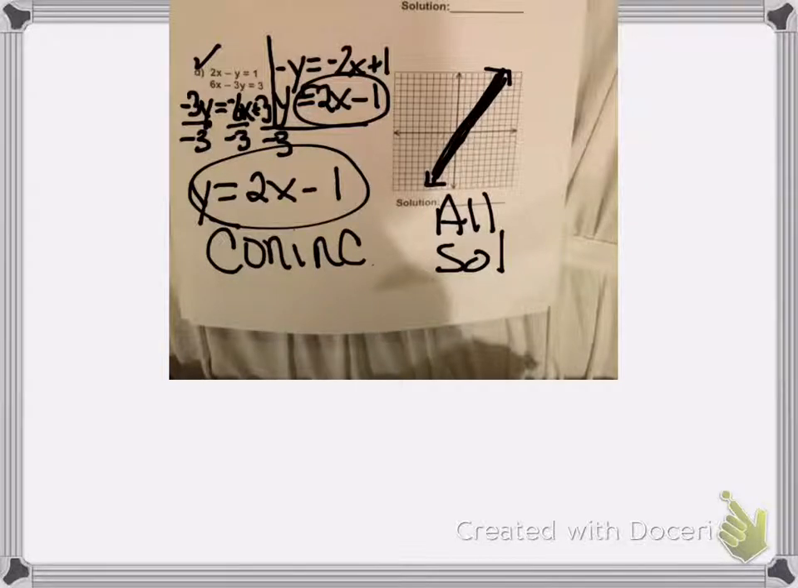Okay? Coinciding, all solutions. And that is a dependent system. Dependent. Okay? So that's two things that can happen. You can have parallel like we did in the first one. You can have coinciding like we did on the second one. And then you can have intersecting, which we have not done on the graph yet.